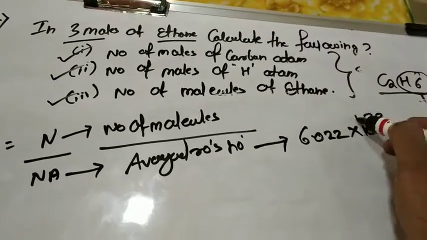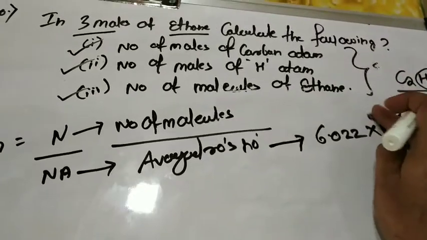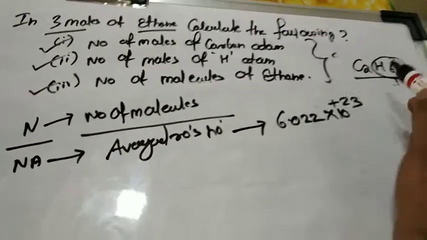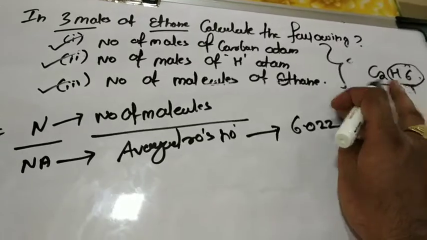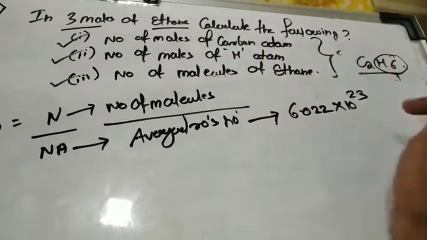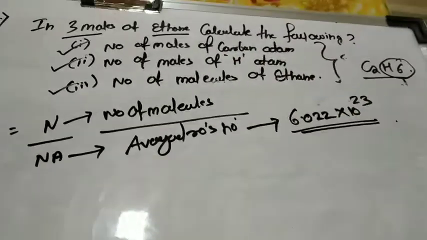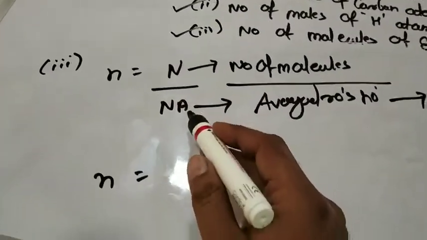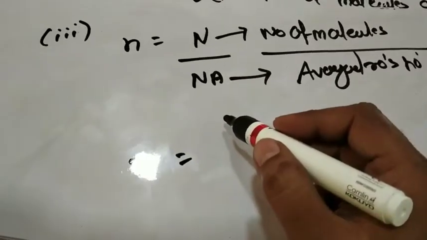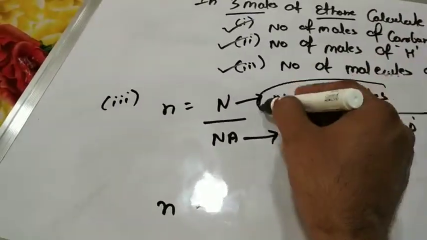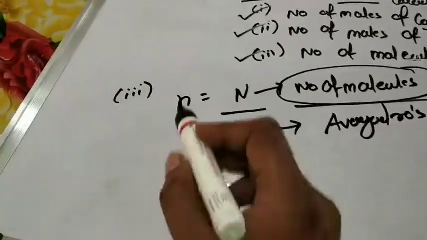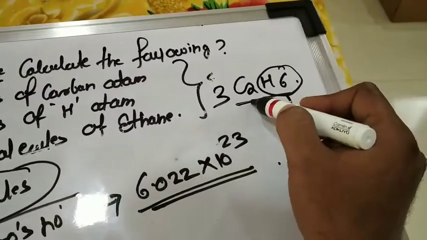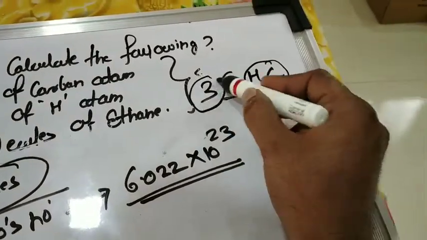Okay, we never write a positive sign like this. Whenever we write a positive power, we never write the positive sign, we only assume it. Try to understand this. So this is our Avogadro's number. So n is equal to, what is the N? Number of molecules. So what do we need to calculate? We need to calculate the number of molecules. What is the n? How many moles of C2H6 ethane are present? 3 moles of ethane are present.